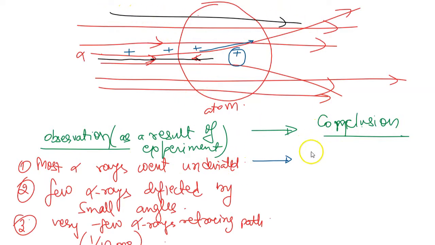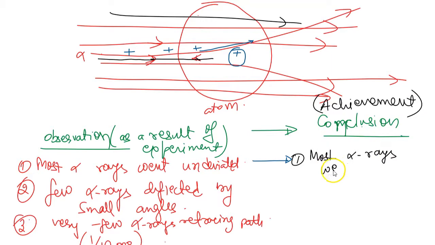From that we can conclude that atom's space is mostly empty. So you can say most of the space within atom is empty. That was the first conclusion and the achievement of Rutherford model, okay, that most alpha rays went undeflected. So most space inside atom is empty. That was his achievement, his conclusion.